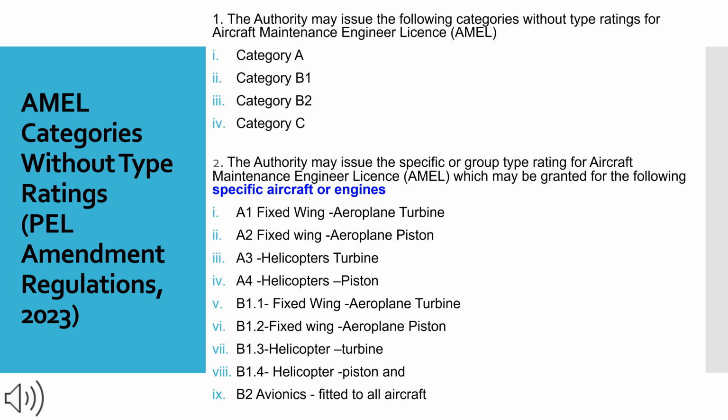Category B1.1, fixed wing aeroplane turbine. Category B1.2, fixed wing aeroplane piston. Category B1.3, helicopter turbine. Category B1.4, helicopter piston. And Category B2, avionics fitted to all aircraft.